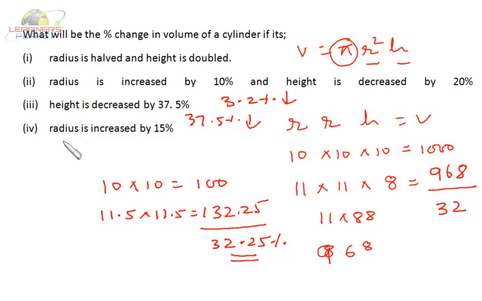Friends, you must keep in mind that radius is a square function, so it will work like this as in this example, and height is a linear function, so the percentage change in height and the corresponding percentage change in volume will be like this as in this case. Okay, I hope you are getting my point.